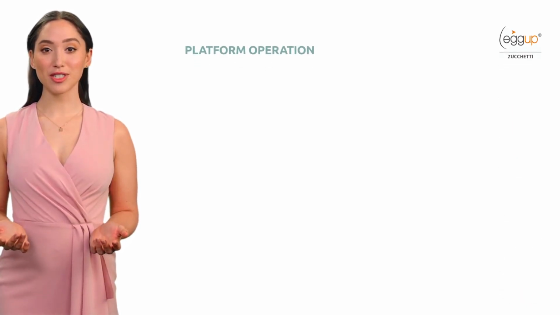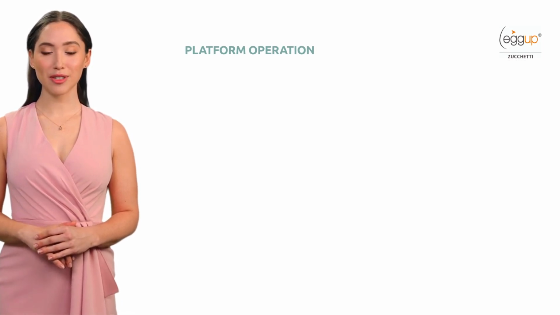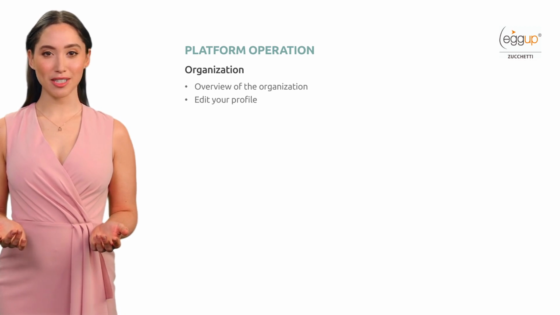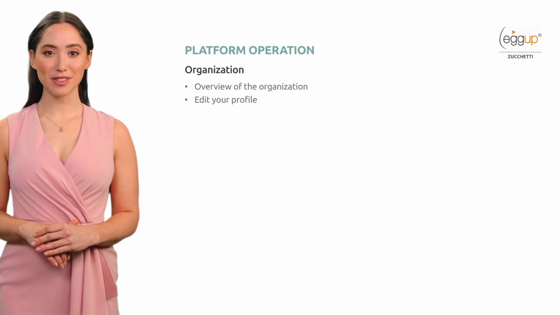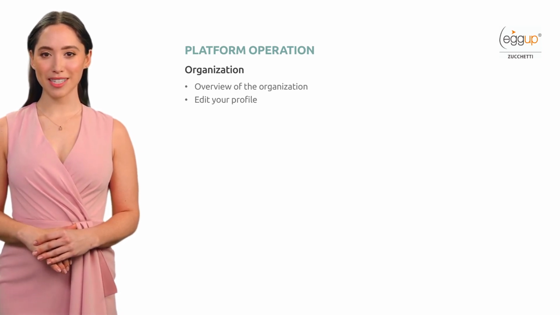In the first module, Platform Operation, we will introduce you to the main sections and functionalities of our system. This module is divided into several sections. In the Organization section, we will explore the overview of the organization, which will allow you to discover how to navigate the dashboard of your account. We will also learn how to edit your profile to customize your account's brand identity.